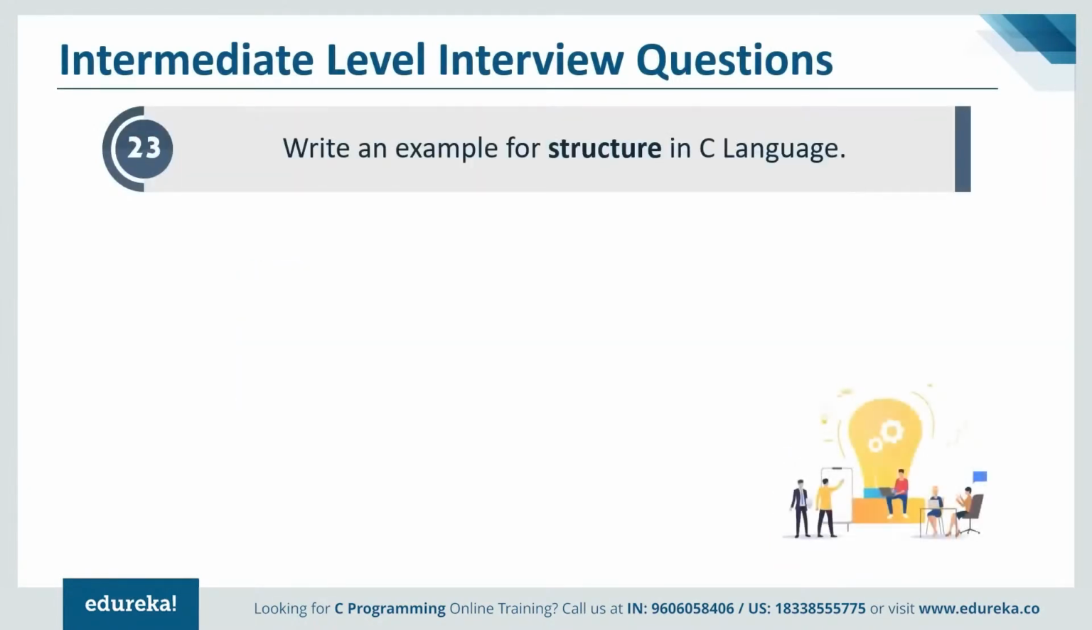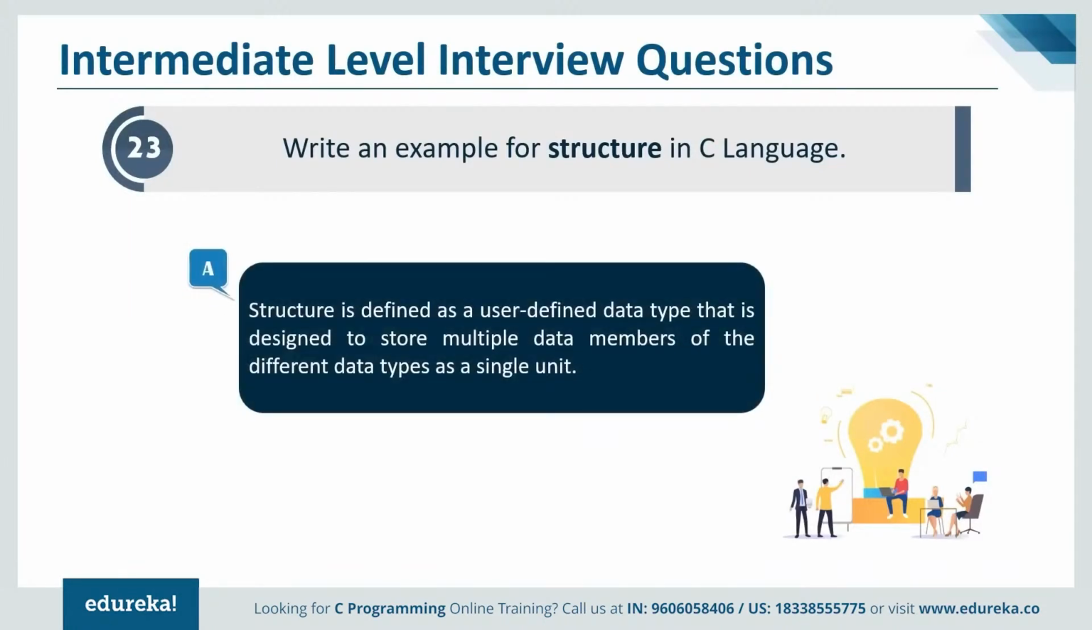Now the next question is, write an example for structure in the C language. First of all, let us understand what a structure is. A structure is defined as a user-defined data type that is designed to store multiple data members of different data types in a single unit. Generally, if you specify a variable with an integer data type, then it can only store elements of integer data type, but not float, char, or any other. But if you are designing a variable for storing the elements of a college or a school, then you have to write the name of the student, which is character, the roll number of a student, which is integer, and the marks of a student, which is float. You cannot store all these elements inside one single variable. So to do so, we need structures.